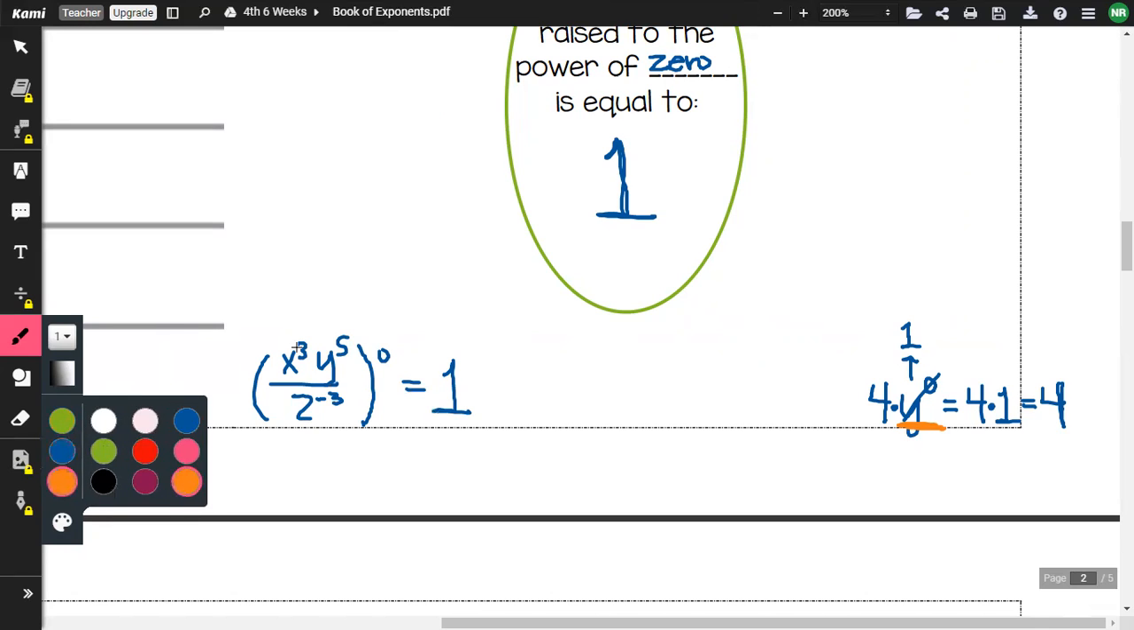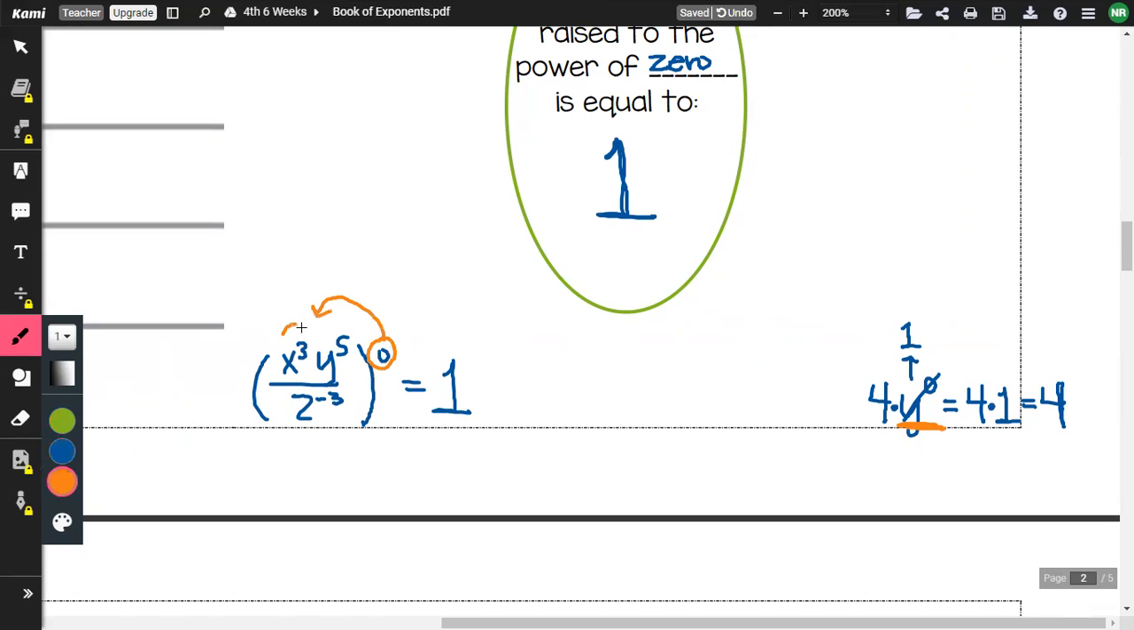Everything's connected to the 0. This 0 is going to be multiplied by everything inside of the parentheses, and there's nothing else outside of the parentheses. So I do need to know that it is, or it gives me the number 1. Got it? All right.